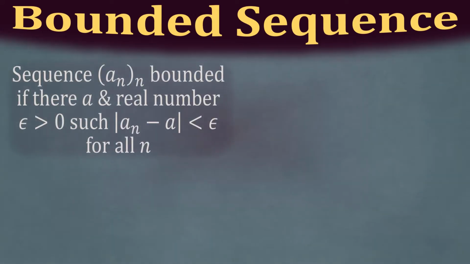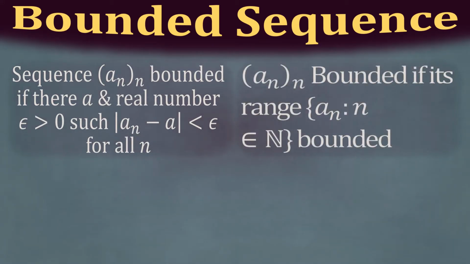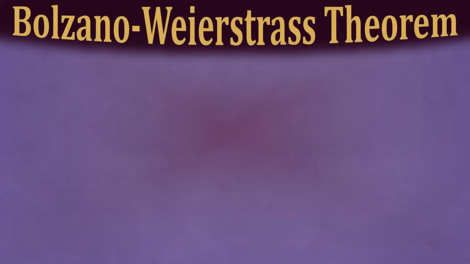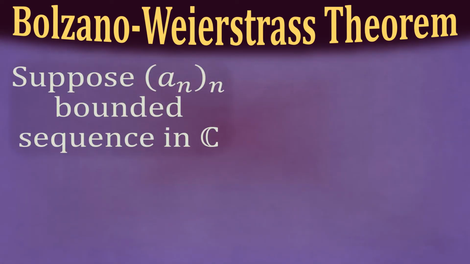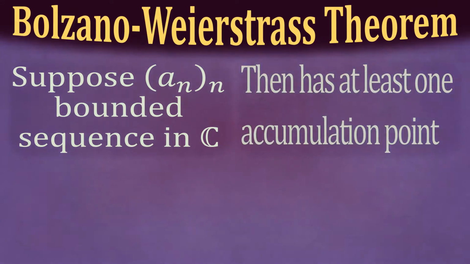Next, let's define a bounded sequence. We say that a sequence a_n is bounded if there is some a and some real number epsilon greater than 0 such that the modulus of a_n minus a is less than epsilon for all n. In other words, a_n is bounded if its range, the set of all a_n for n in the natural numbers, is bounded. Now, let's state the Bolzano-Weierstrass theorem. Suppose that a_n is a bounded sequence in the complex numbers. Then it has at least one accumulation point.